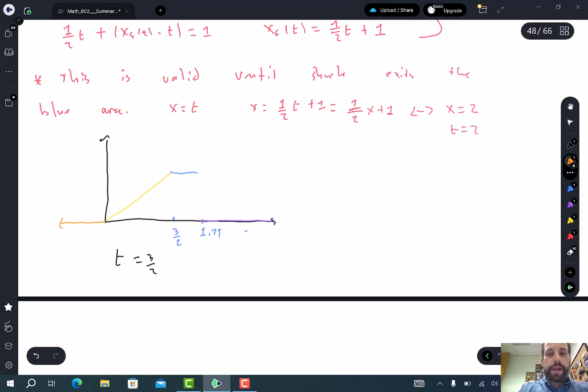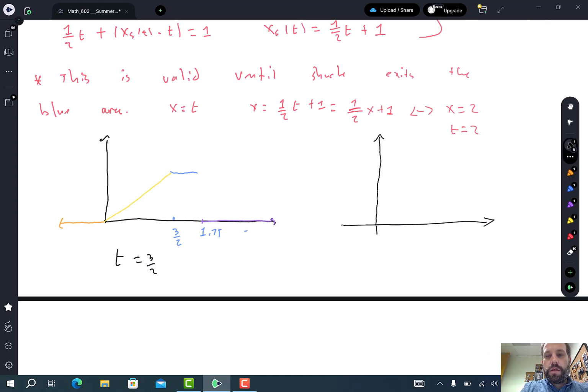I'm not going to draw the axes, but what's going to happen, well, this orange part is going to be orange. Now as t increases, what's going to happen? The length of the blue part goes to 0.